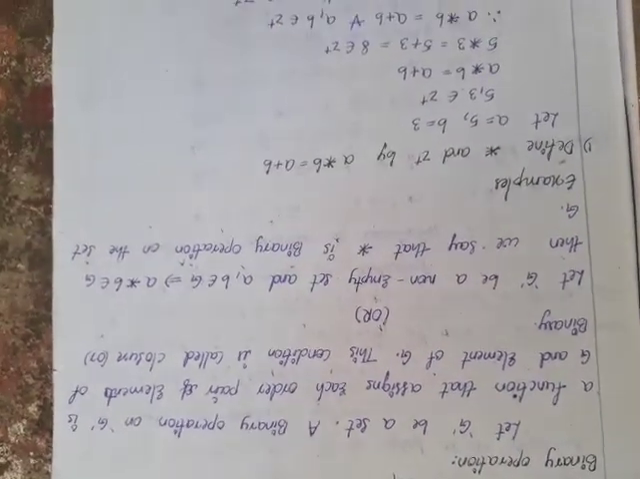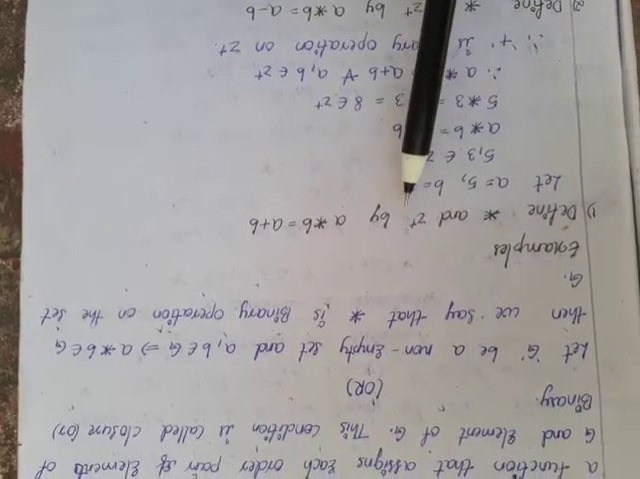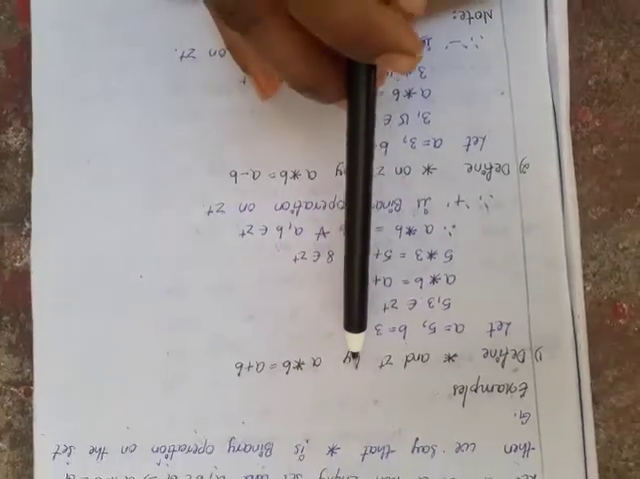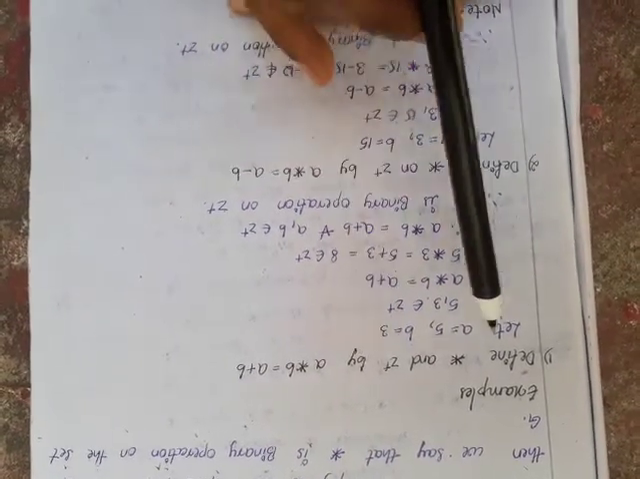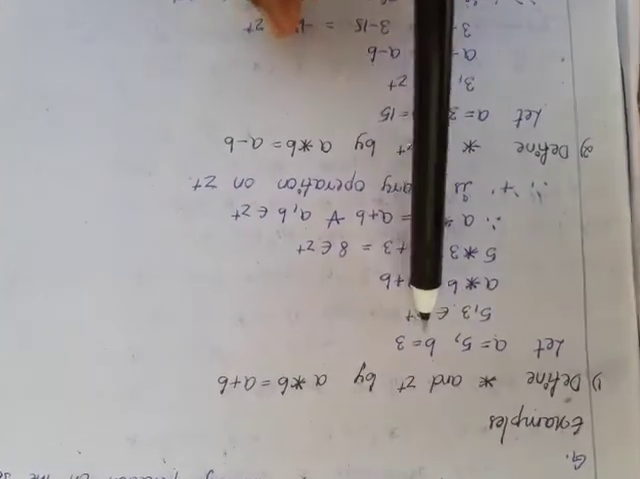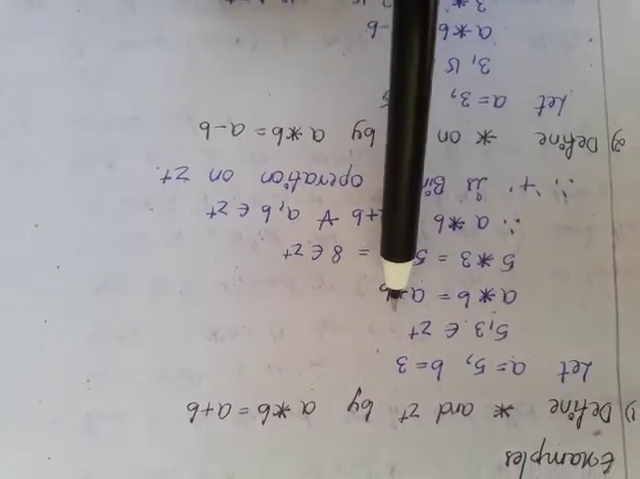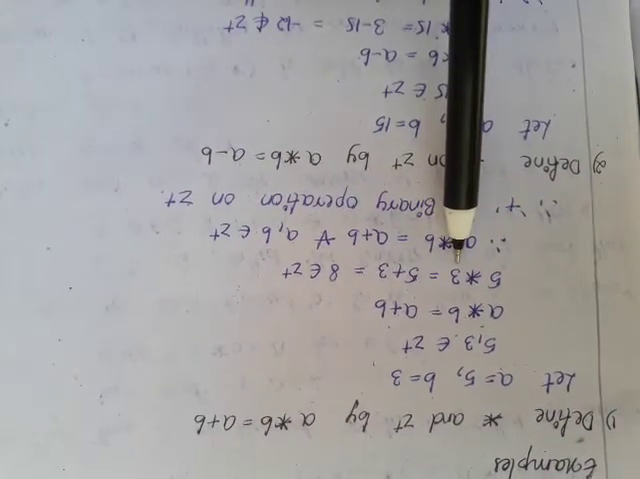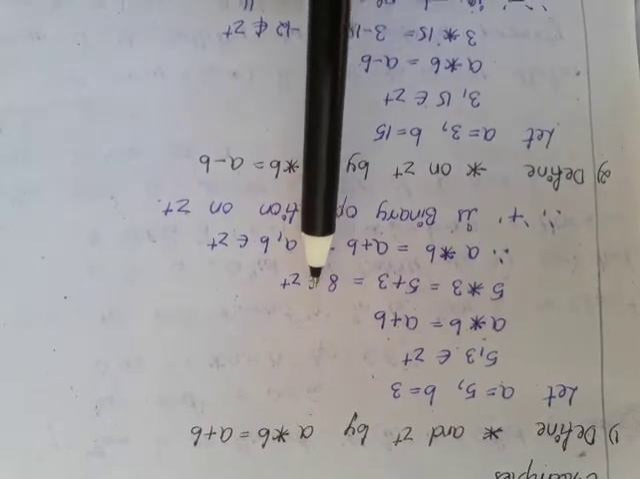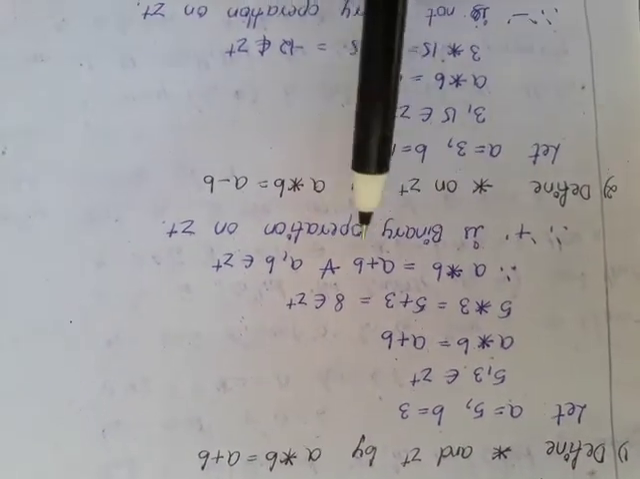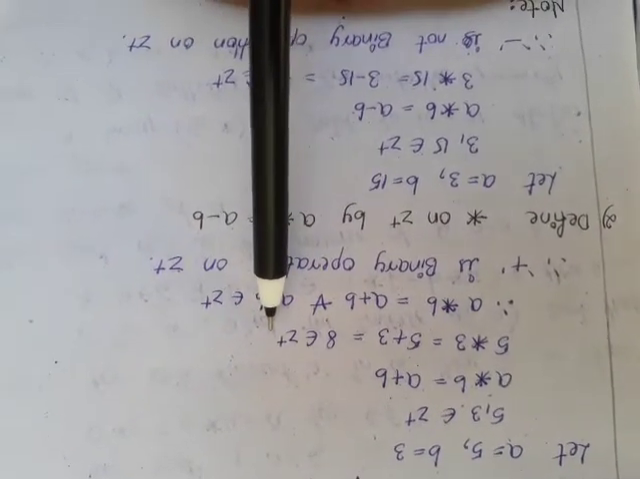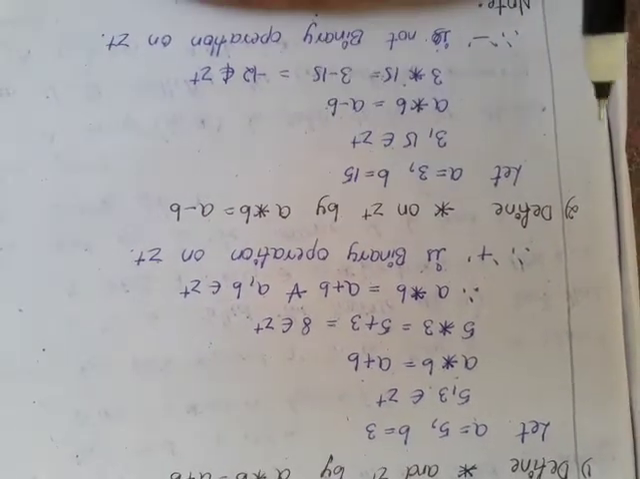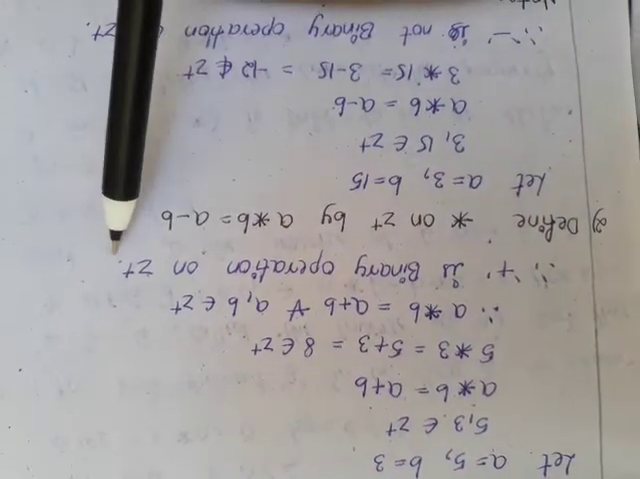Example: define star on Z plus by a star b equals a plus b. Z plus contains all positive integers, only positive integers. So let's take any numbers, let a equal 5, b equal 3. 5, 3 belong to Z plus. What is defined? a star b equals a plus b. So 5 star 3 equals 5 plus 3 equals 8. 8 is also a positive number, so it belongs to Z plus. The result also belongs to Z plus. Then clearly, star is a binary operation. So in place of star we have plus. So plus is a binary operation on Z plus.